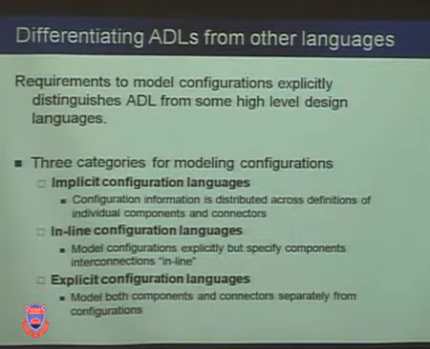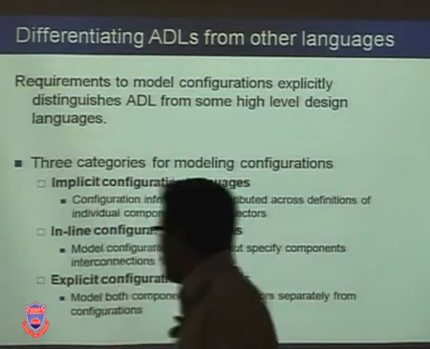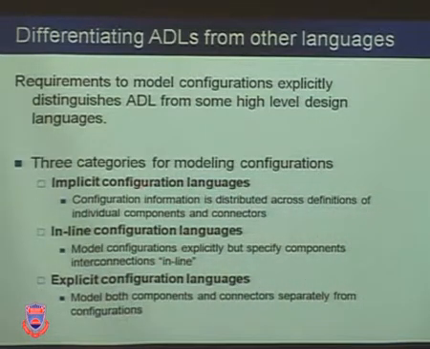Well, this is a more refined look at configuration languages. We could actually have three types of configuration. Implicit, so you have a system which defines some of the configuration, but the configuration information is here in the implicit one. It's distributed across the definitions of individual components and connectors. And it's implicit, it's not explicit. It's nowhere described. Inline configuration languages specify it explicitly, but the connections are inline. Okay, you don't have a specific language for that. Explicit is actually at the level of ADLs. They model both components and connectors separately from configurations.